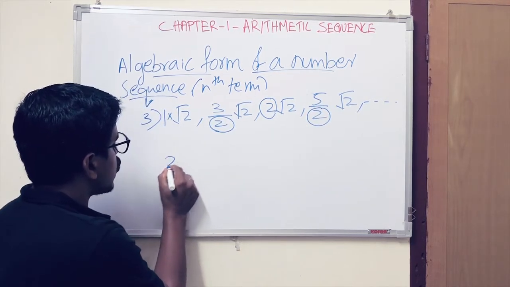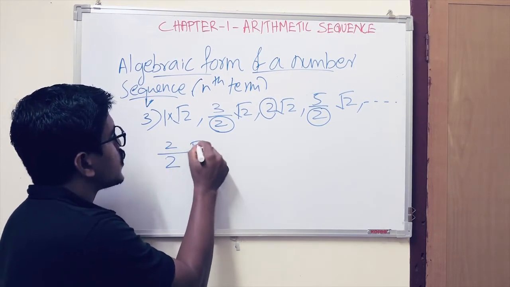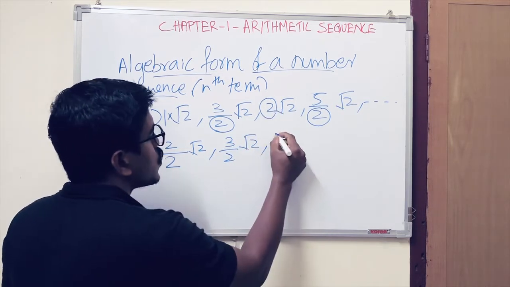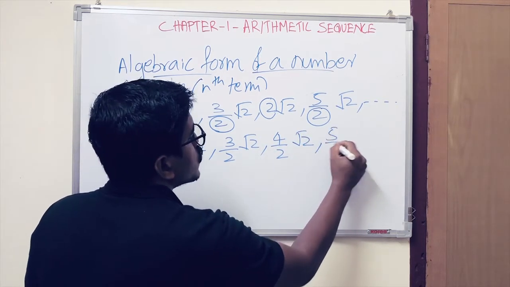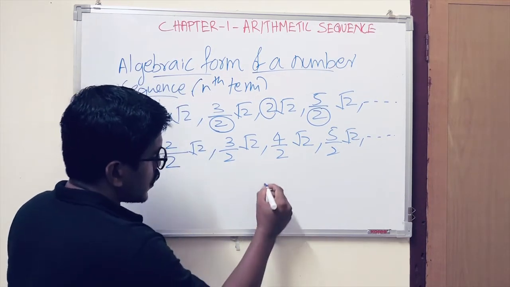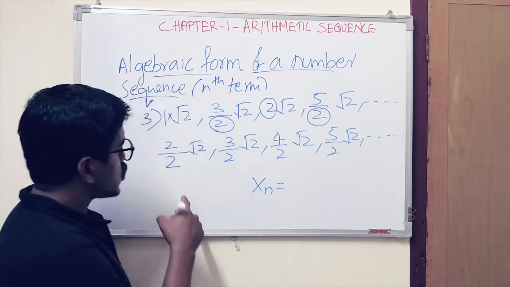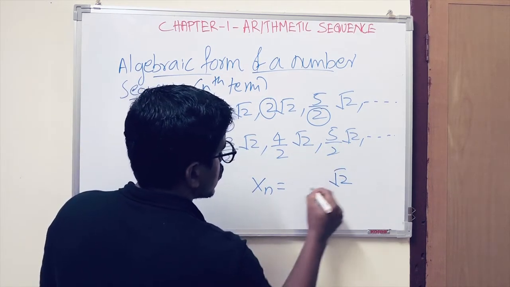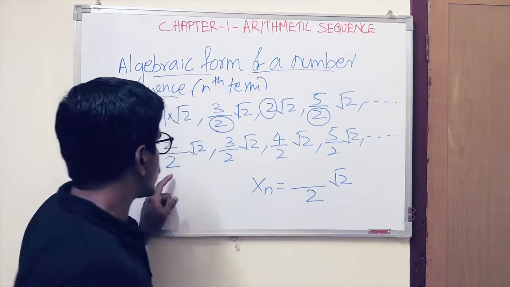So we can fix the denominator 2 by 2, that is 1 itself, 2 by 2 root 2, then 3 by 2 root 2. We can convert this 2 into fractional form, that is 4 by 2, 4 by 2 root 2 and 5 by 2 root 2. Now we can directly write the nth term of this number sequence. We can write the constant numbers first. Here root 2 is constant, so we can write the root 2 here, and the denominator 2 is also constant.